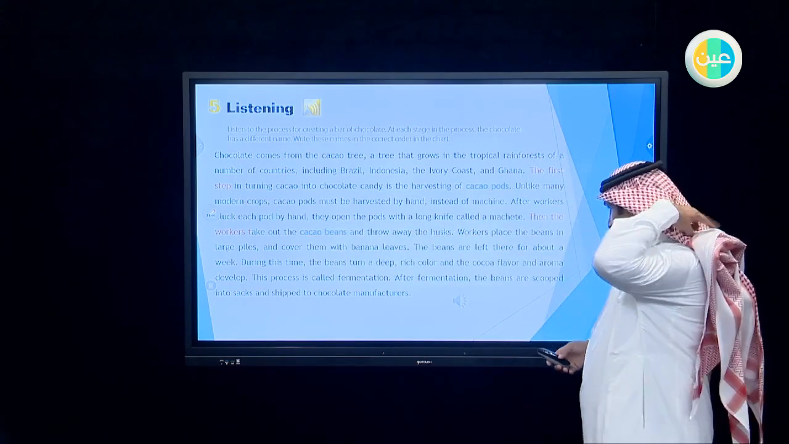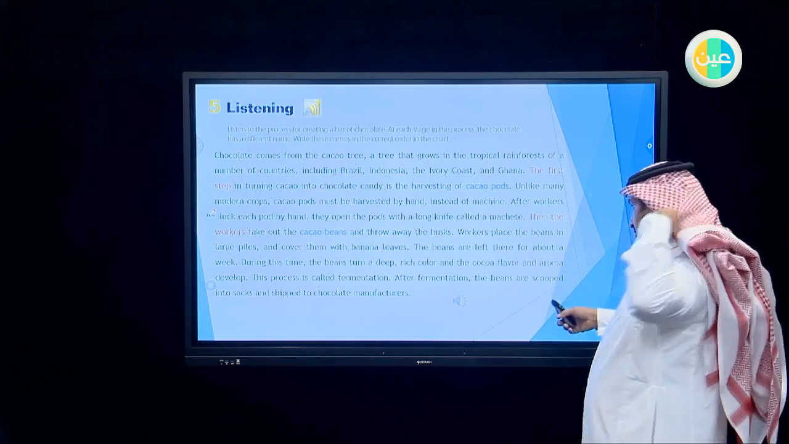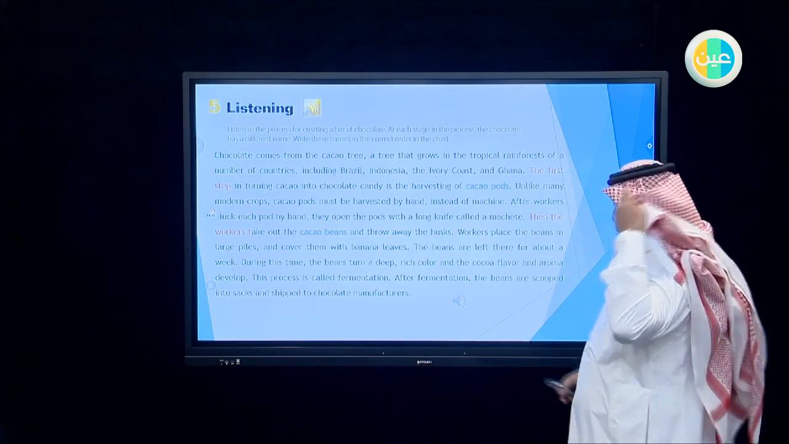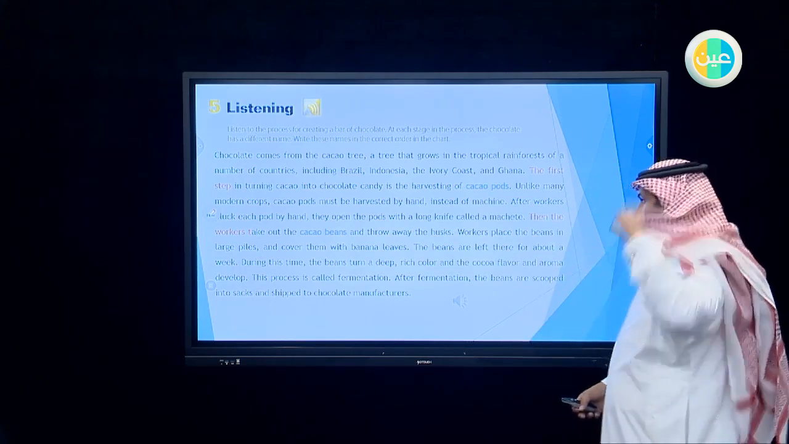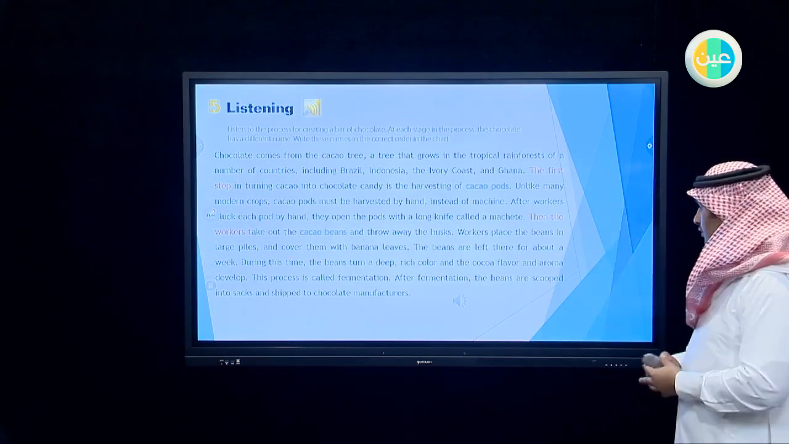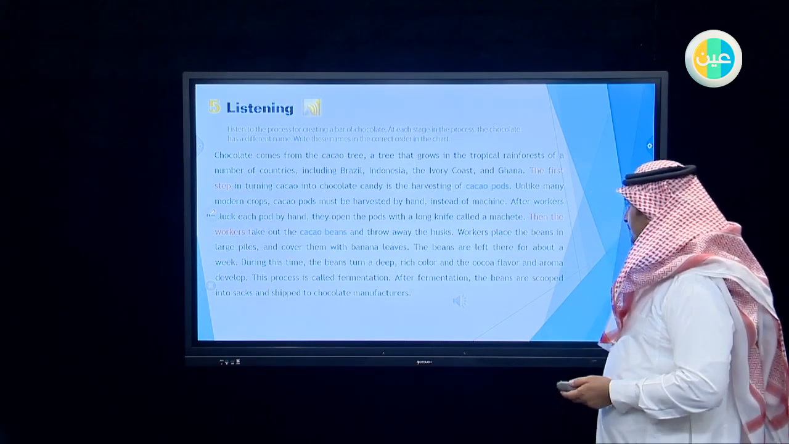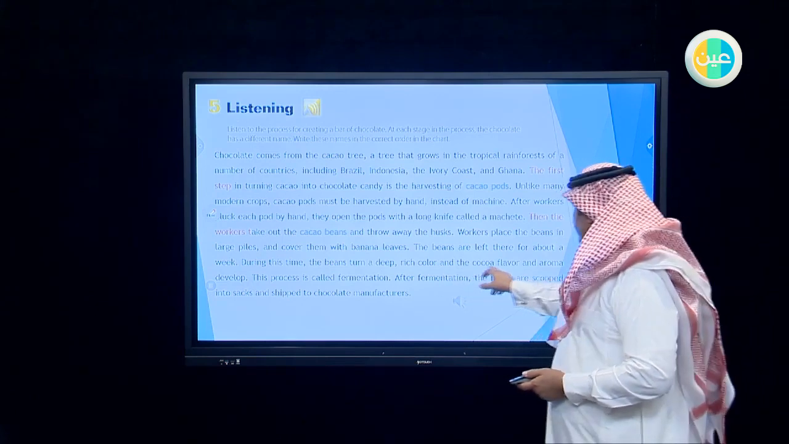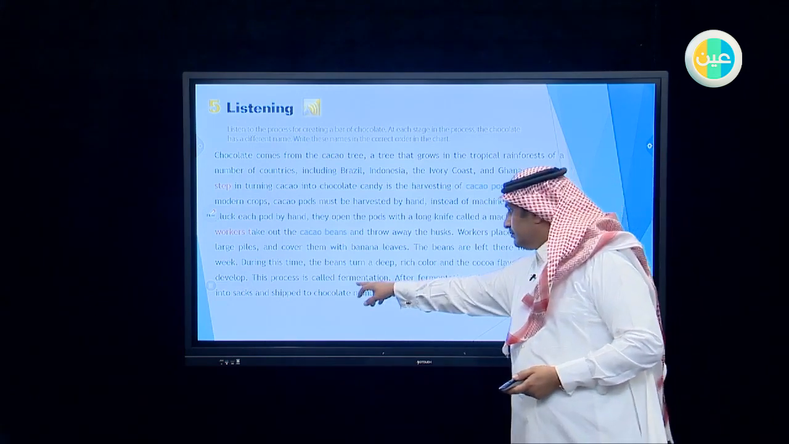Workers place the beans in large piles and cover them with banana leaves. The beans are left there for about a week. During this time, the beans turn a deep, rich color, and the cocoa flavor and aroma develop. This process is called fermentation.